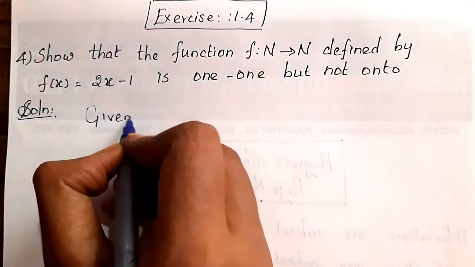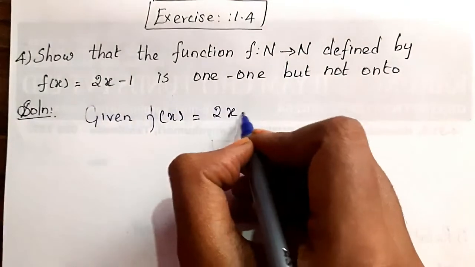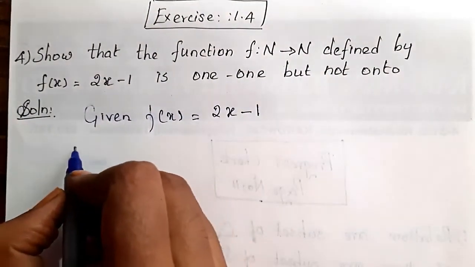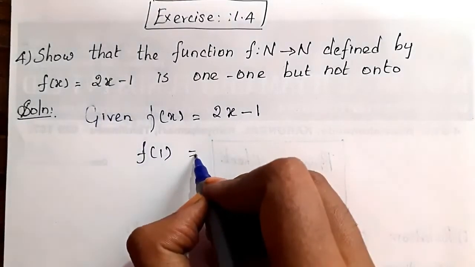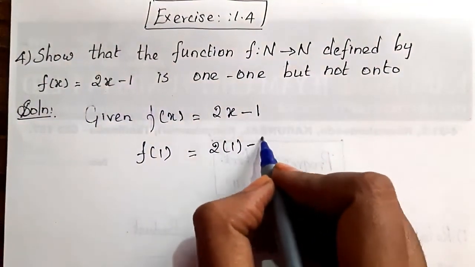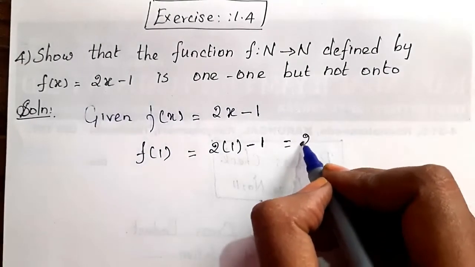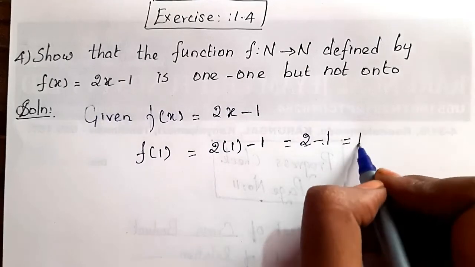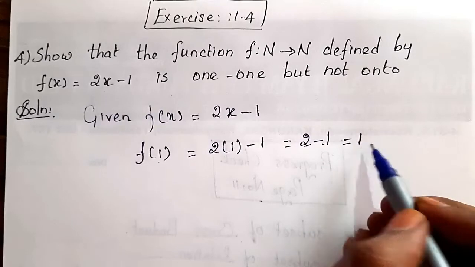Given f of x equal to 2x minus 1. So we can find out f of 1. f of 1 equal to, just substitute the value, 2 into 1 minus 1. That is equal to 2 minus 1, which is 1. So 1 goes to 1.